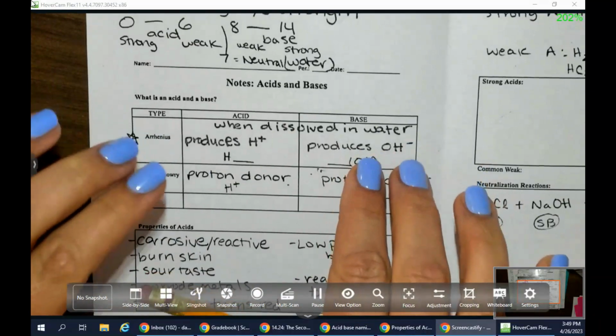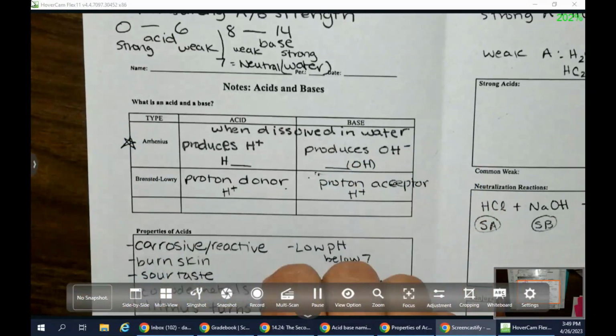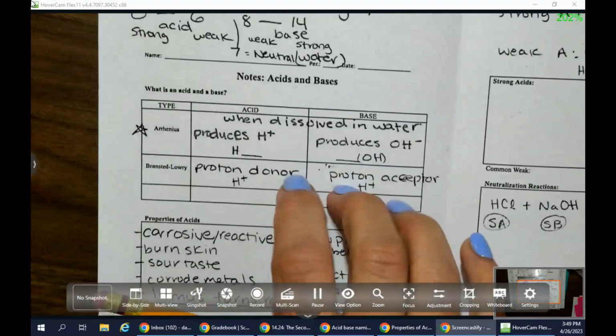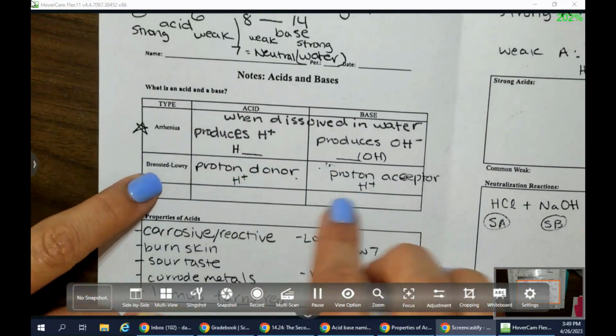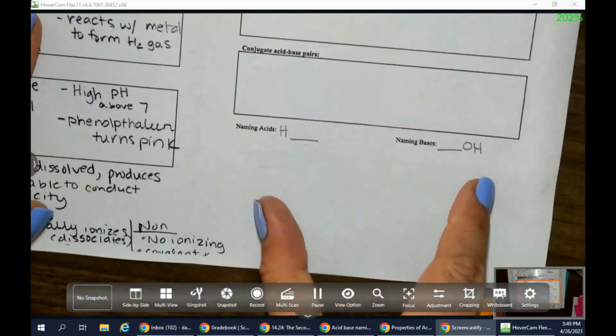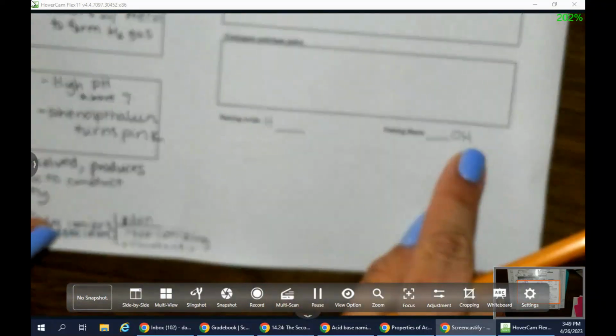So those tend to be the easiest ones to find using the Arrhenius definition. Bronsted-Lowry, we have to look at kind of a reaction with water. But don't worry about that today. We're going to just worry about naming. Just wanted to remind you where those came from.